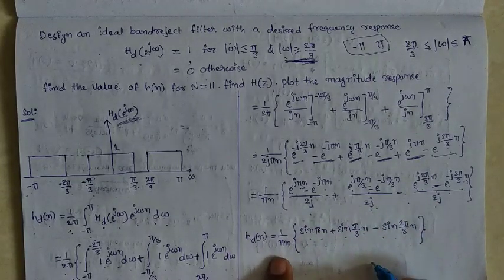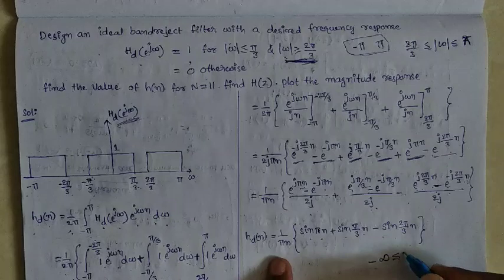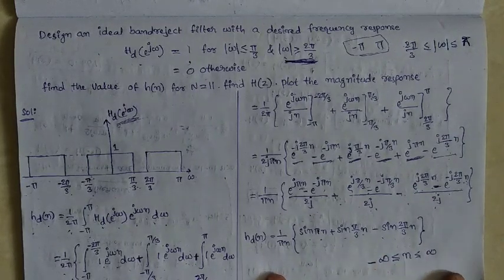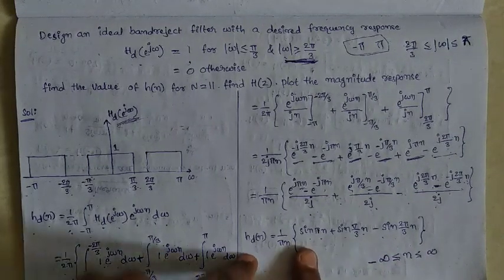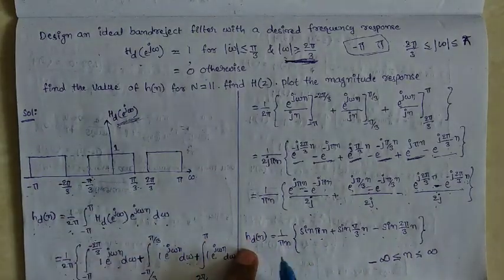Here actually it is the infinite duration sequence. hd of n is an infinite duration sequence. Here hd of n is defined from minus infinity to plus infinity, minus infinity less than or equal to n less than or equal to infinity. Here this is our first step.